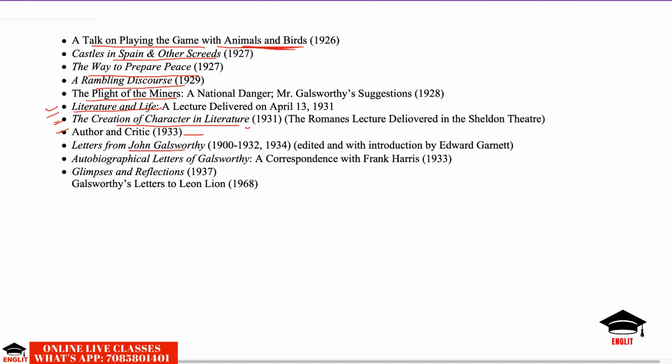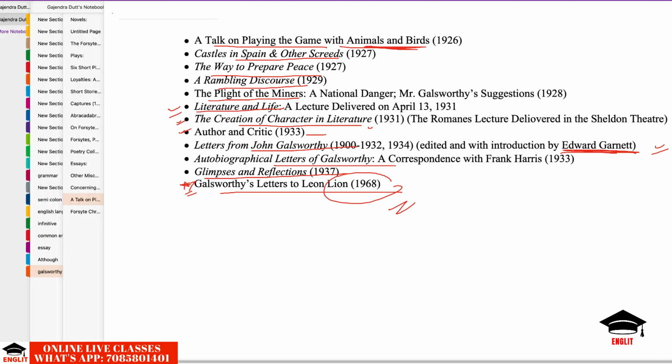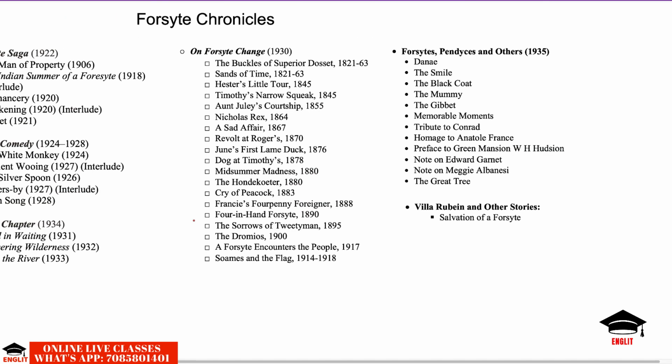Letters from John Galsworthy, some letters, they were edited by Edward Garnett, ये तो important भी है. Autobiographical letters of John Galsworthy, Glimpses and Reflection, and last, Letters to Leon Lyon. It was published much later. Now the last thing is a compiled फोरसाइट क्रॉनिकल.